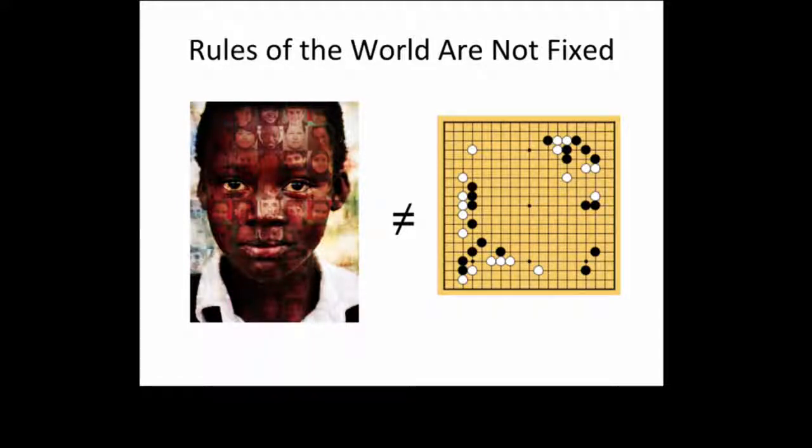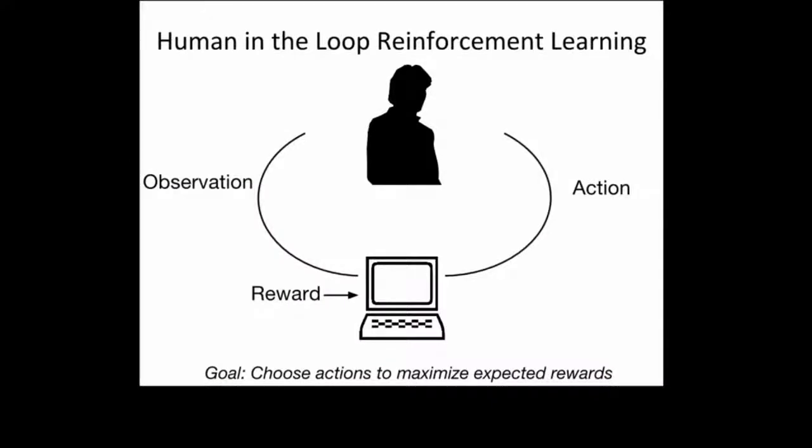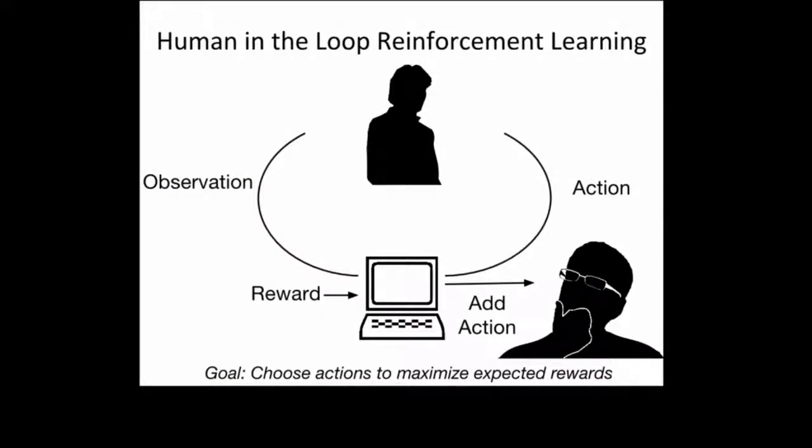But this is one of the nice scenarios where people are very different and people-facing systems are very different than games. So in particular, humans are invention machines. If the Zika virus comes along, we don't just say, that's really too bad, we don't have any vaccines for the Zika virus. We invent new actions. And similarly, if we want to observe new phenomena, we invent new sensors. And so I think another way that humans can help reinforcement learning systems is by expanding the specification or expanding the space. So this is another way to think of having humans in the loop, where we can have additional people being able to add new actions into the system and do so in a way that is driven by the agent itself.